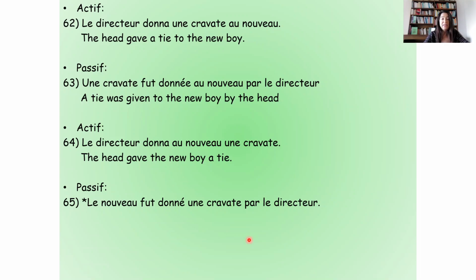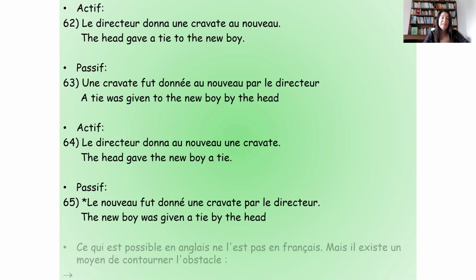Whereas in English, it is absolutely possible to make that passive voice sentence. It is correct to say the new boy was given a tie by the head. So what is possible in English is not in French, and that is one of the reasons why the passive form is used in more cases in English than in French. But in French, it is possible to express the same kind of idea using different means.